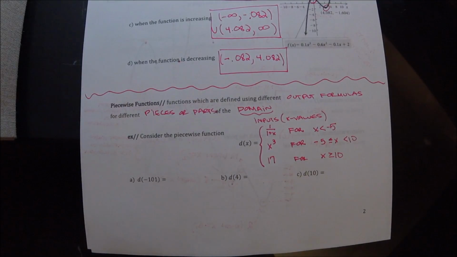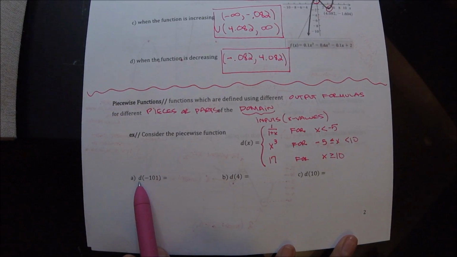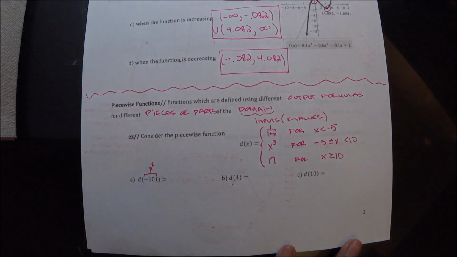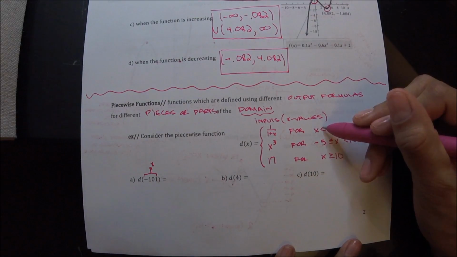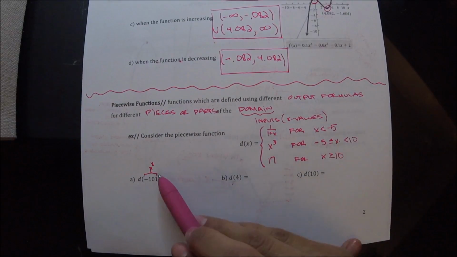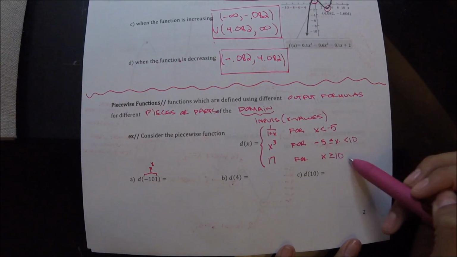So a piecewise function can have 2 parts or 3 parts or 4 parts or however many parts it needs. But usually, I think in this class, it'll just be up to 3 parts. And now we're going to evaluate this function at different x values. So for part A, we want to find d of negative 101. And we know that the inside part is our x value. So our x is negative 101. And what you want to do is look for which inequality over here this x value falls into. So is our x value less than negative 5, or is it between negative 5 and 10, or is it bigger than or equal to 10?